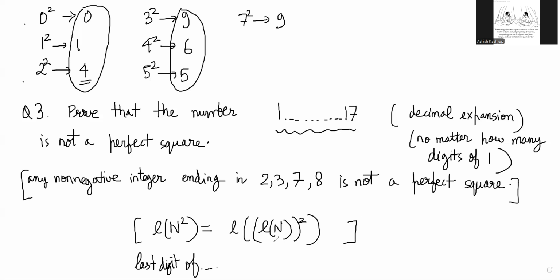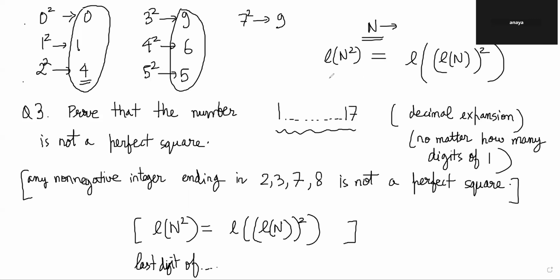The last digit of n itself was something, and that square, if you check, you have to take the last digit of that number. If n was a big number and I need to find the last digit of n square, what I just need to do is take the last digit of n, L of n, square it, and then take the last digit of that. So just write down this property. This is useful.